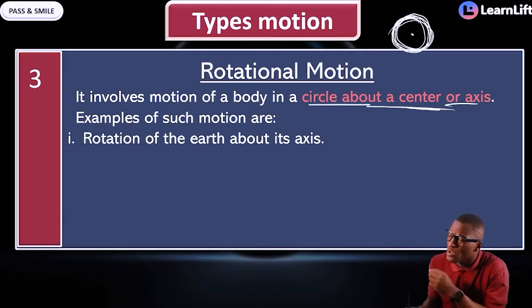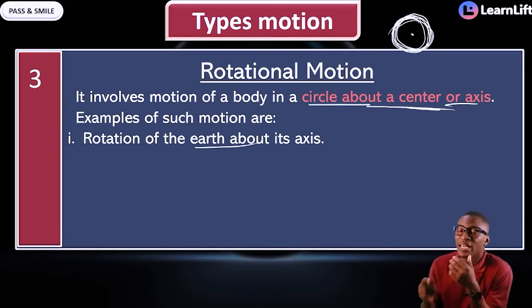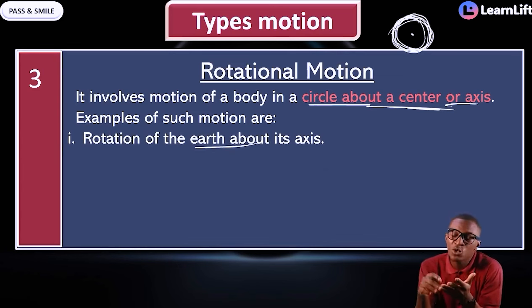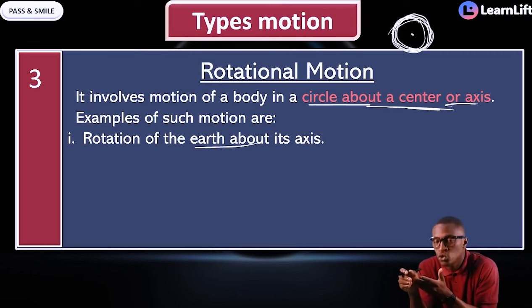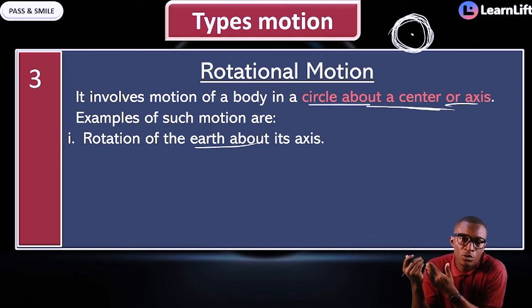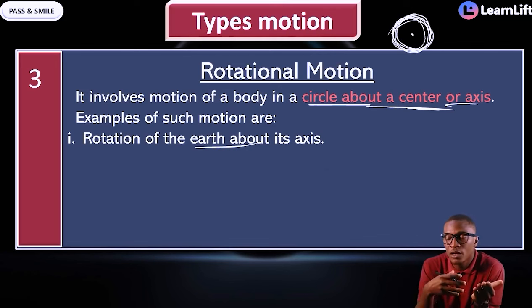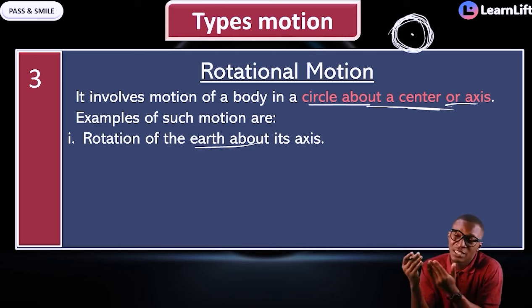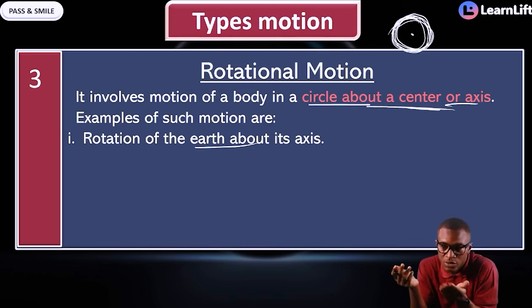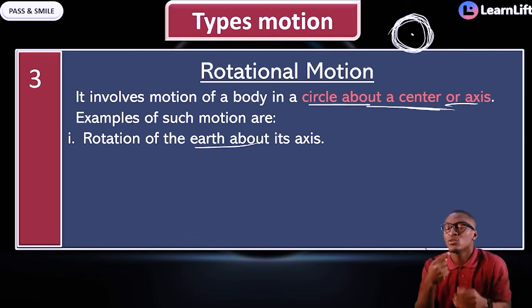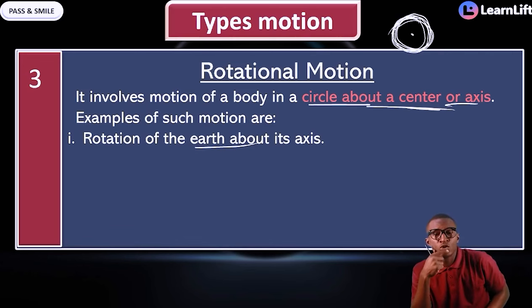Number 1, we have rotation of the earth. You know that the earth rotates, and the rotation of the earth causes day and night, while the revolution of the earth causes your Happy New Year, that is, changing years, right? You know a year is 365 days, but day and night is 24 hours. So the earth is constantly rotating around its orbit. That's an example of rotational motion.